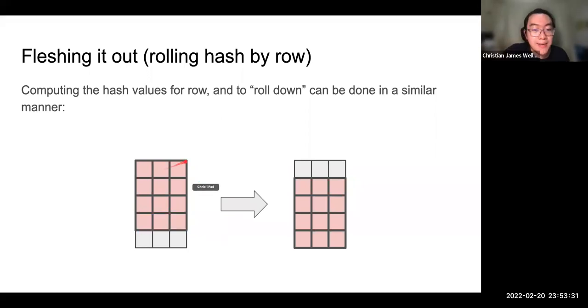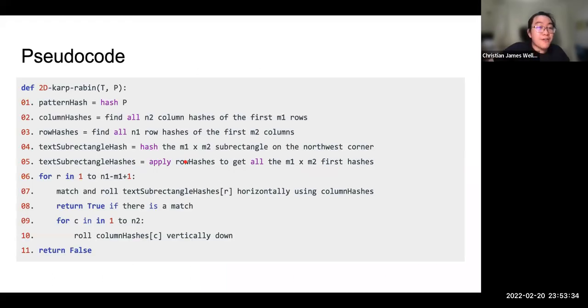How do you roll it down? Okay, so putting everything together, a possible pseudocode might look like this. Again, it doesn't have to be like this. You might have your own version, but here is a version that I think works. It looks like a lot of text right now, so let's try to break down what I'm trying to do.